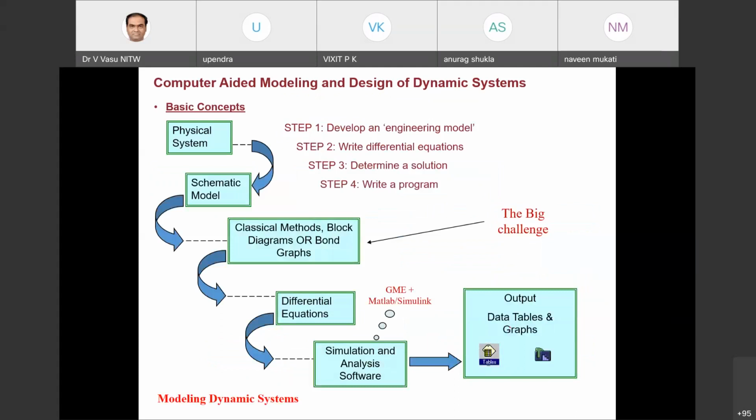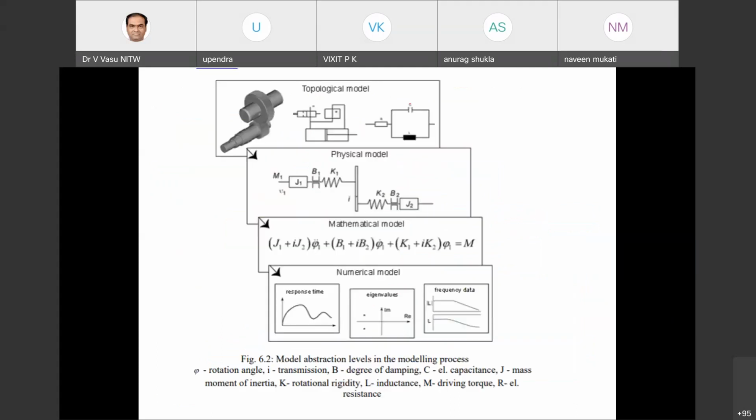Okay, the same thing here. This is one important slide, I can tell you. We have a topological model, physical model, mathematical model, and numerical model. These are the important things we are going to have.